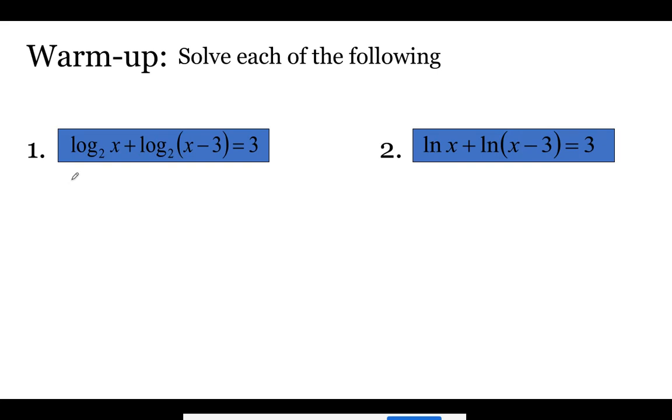So what we are going to be doing is using some of the properties. So look, I have the same base. I only have logs on one side. These both have a base of 2. So I can multiply their arguments.